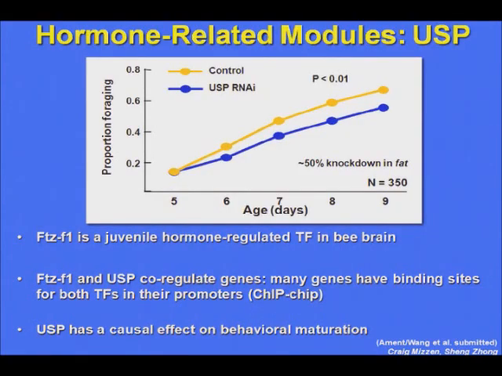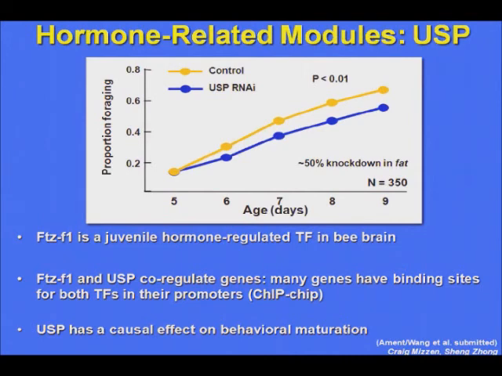So what we then did was focus particularly on one transcription factor related to hormone signaling, USP, and what we find is some causal effects of this transcription factor. When we knock it down with RNAi, we can delay the onset of foraging, and that's exactly what we would predict based on its pattern of expression. FTZF1 and USP are co-regulating genes. Many genes have binding sites for both of these transcription factors in their promoter regions.